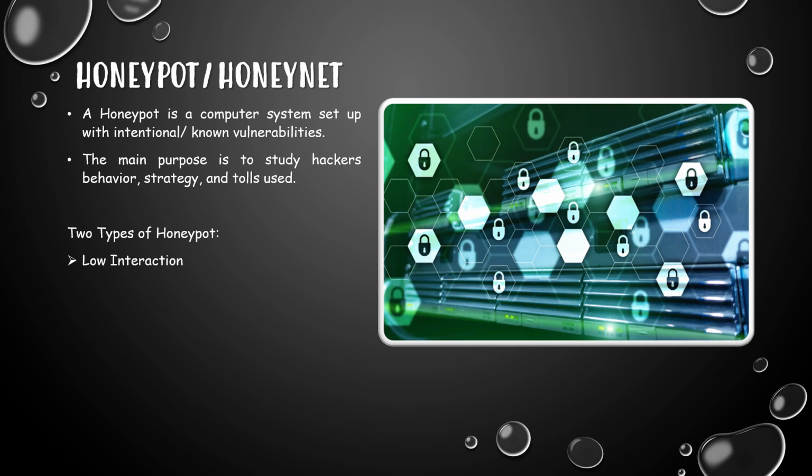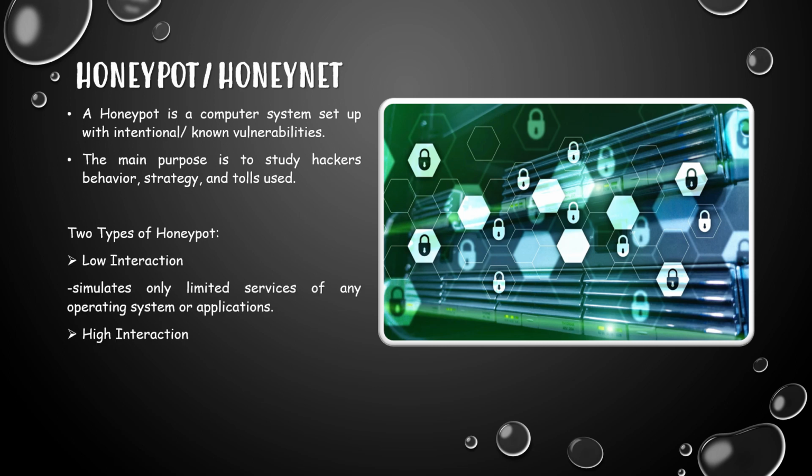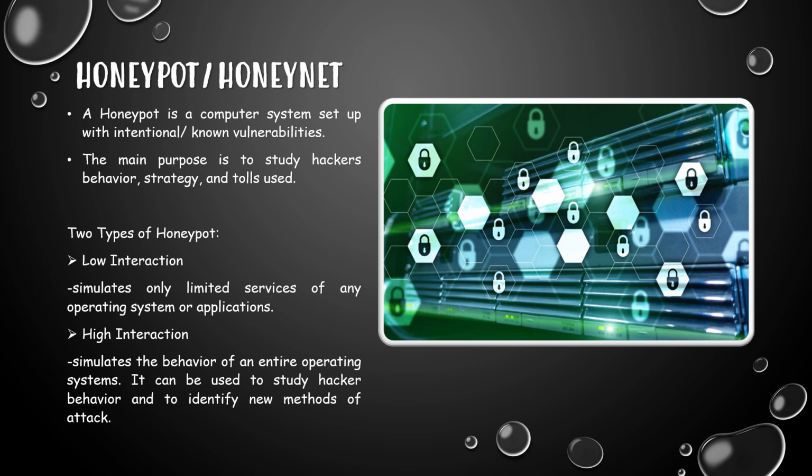There are two types of honeypot: low interaction and high interaction. Low interaction simulates only limited services of an operating system or application. It is useful to gather information at a higher level, such as to learn about the behavior of worms, botnets, or spammers. While high interaction simulates the behavior of an entire operating system. It can be used to study hacker behavior and to identify new methods of attack.